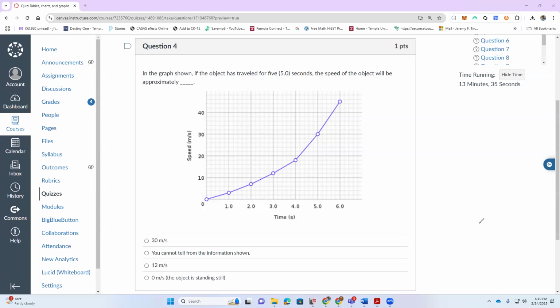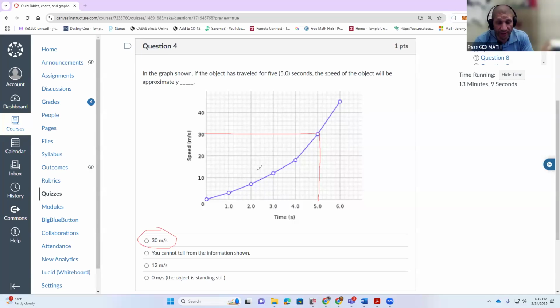I can tell this is 30. It says 30, which is number one. Okay, how'd you get that? Because I can tell when it goes up to the number that they said, the 5.0, when you look at the dependent, it is 30. Okay, so that's how you read a graph.